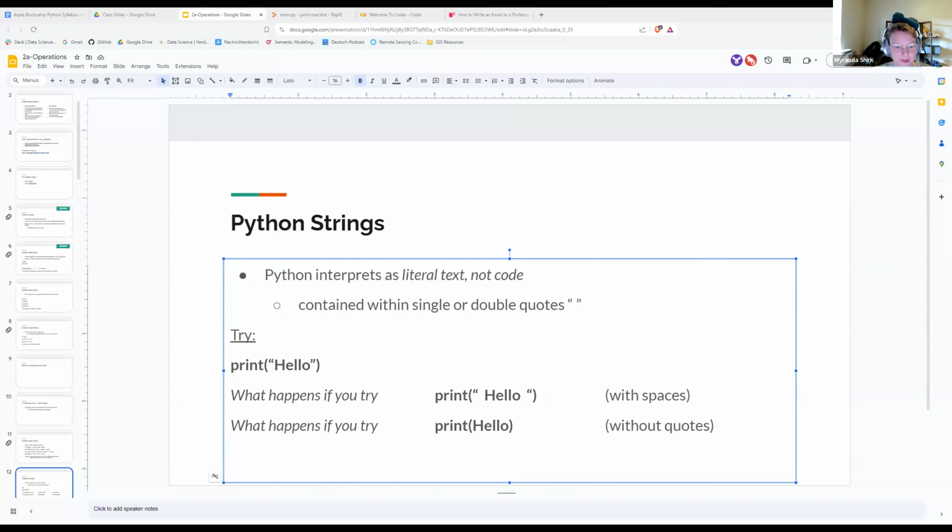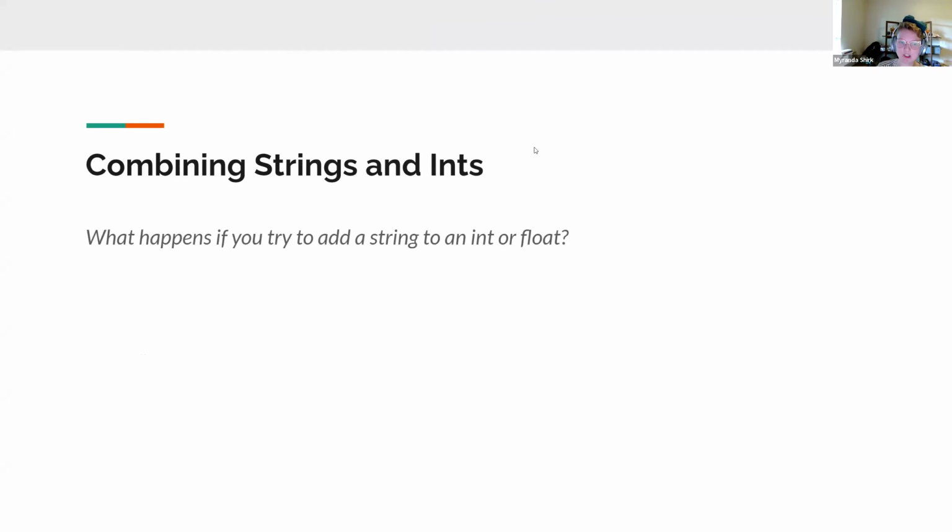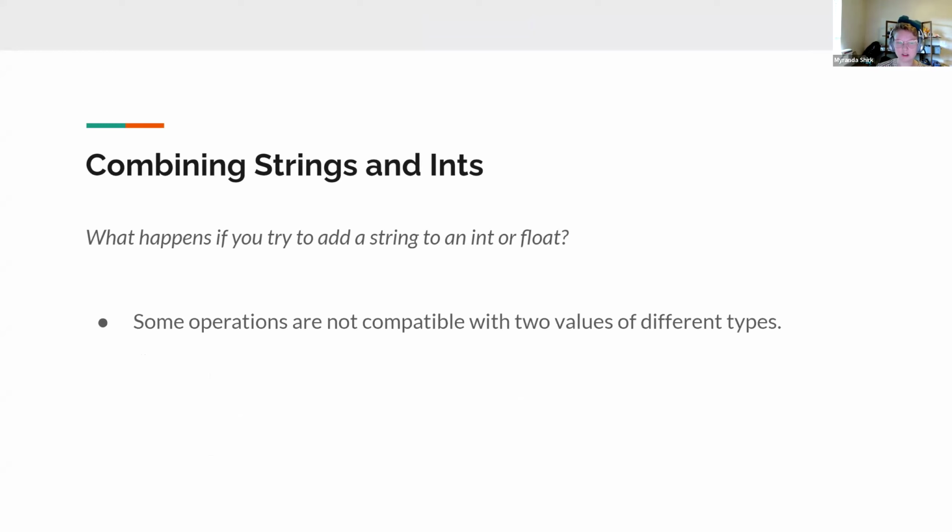Python strings. Okay. So combining strings and integers. I mentioned before that these different data types really determine what operations that you can do with them. So what if we want to combine strings and integers? And I saw some people in the chat kind of hinting at this as well. What happens if we try to add a string to an integer or to a float?